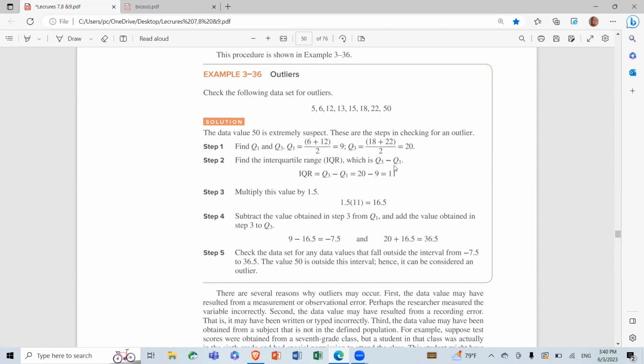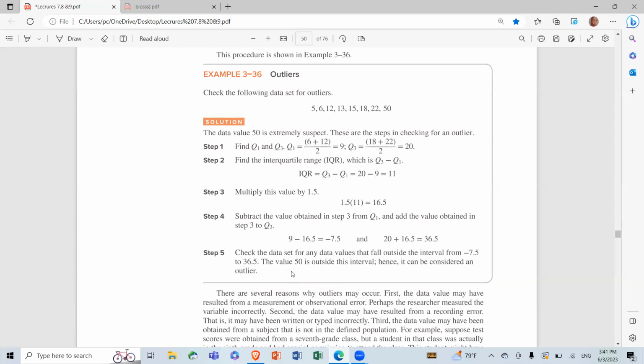So Q3 minus Q1 means 20 minus 9 equals 11. Then we multiply it by 1.5, the rule. 11 times 1.5 is 16.5. Subtract the value obtained in step 3 from Q1 and add the value obtained in step 3 to Q3. So 9 minus 16.5 equals minus 7.5, and 20 plus 16.5 equals 36.5. Once we subtract 9 minus the answer, 16.5, and another time 20 plus 16.5.